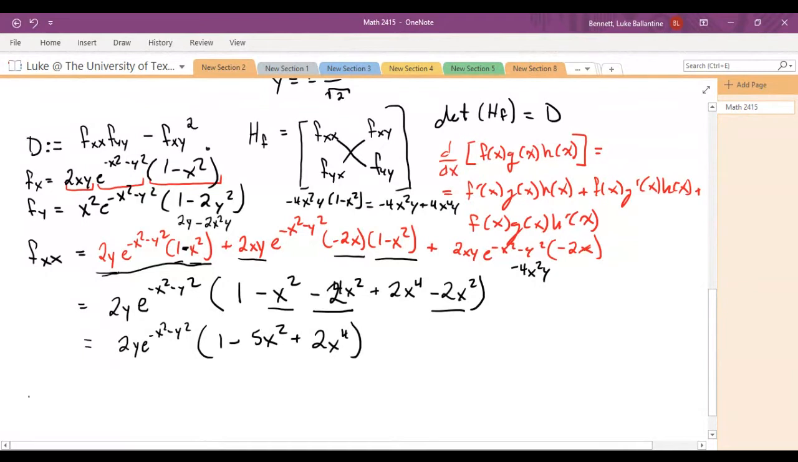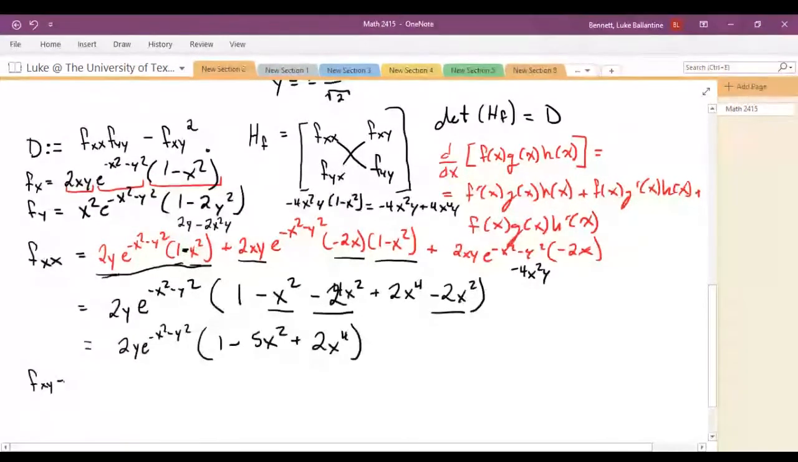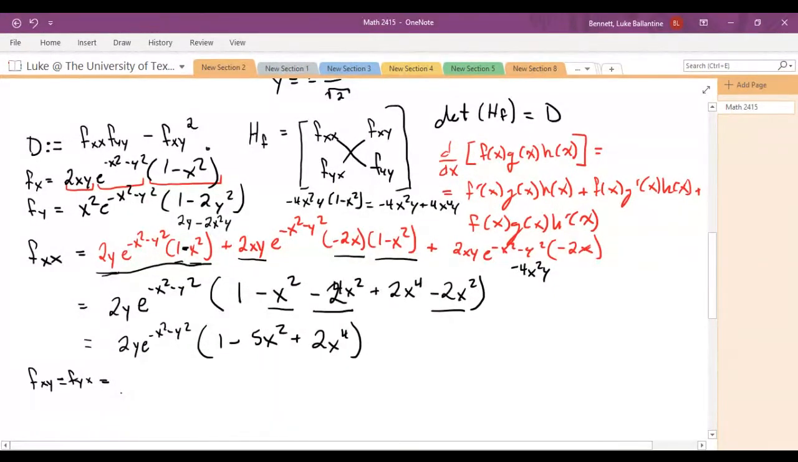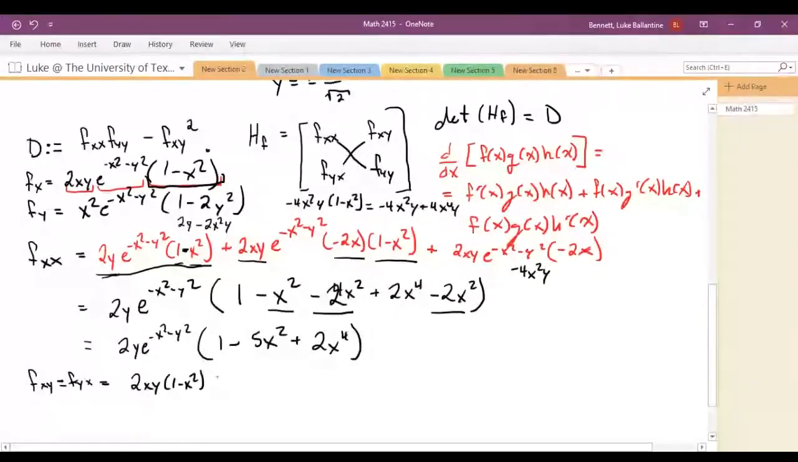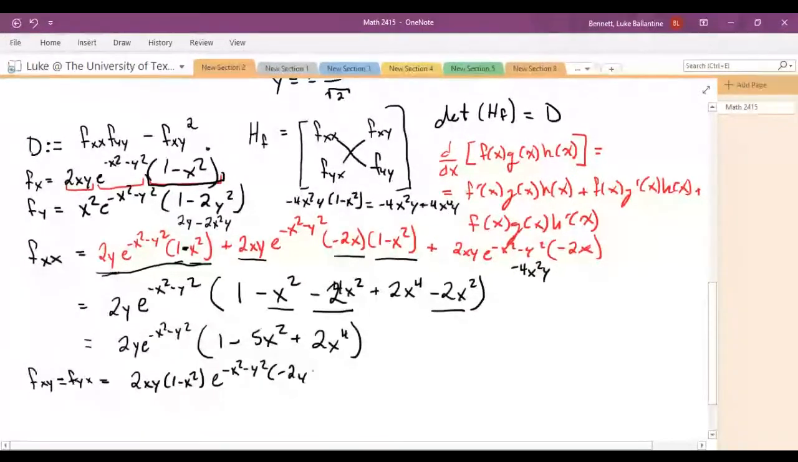And then let's do f sub xy, which is f sub yx, since we have continuity. And this is what? We get the partial of f with respect to x and then with respect to y. Well, we don't need a triple product rule this time. That's good because 1 minus x squared is like a constant in y. So we have now the first times the derivative of the second with respect to y, plus the second times the derivative of the first.